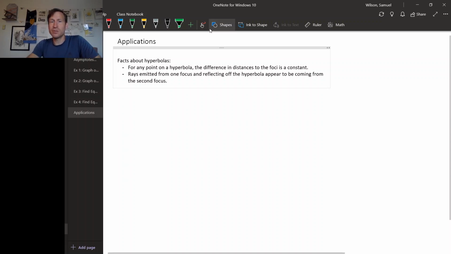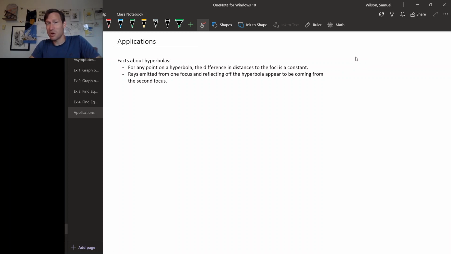There are two interesting properties of a hyperbola that we've seen, and it turns out both of them are pretty useful in applications. The first was that for any point on a hyperbola, the difference in distances from that point to the foci is always a constant. And the second was that rays emitted from one focus in a hyperbola, once they bounce off of the hyperbola, appear to be coming from the second focus. So let's look at the first one first.